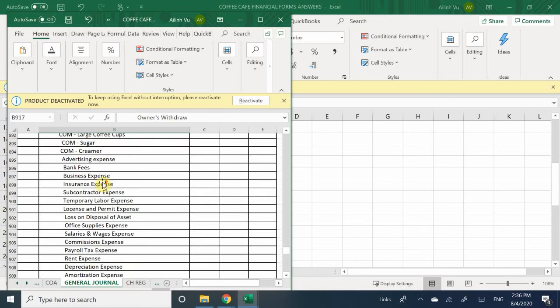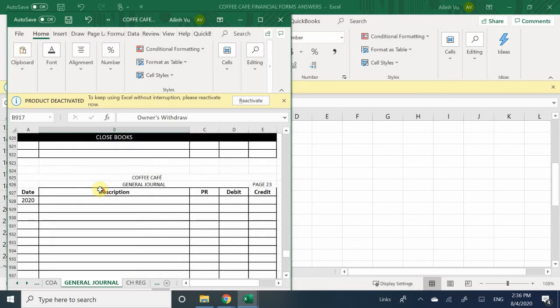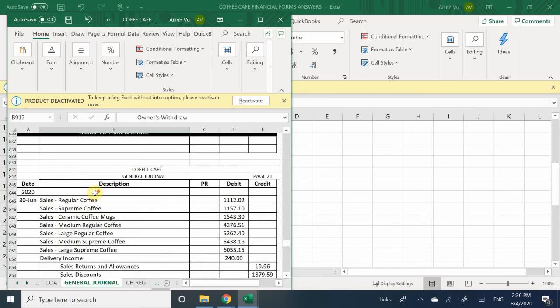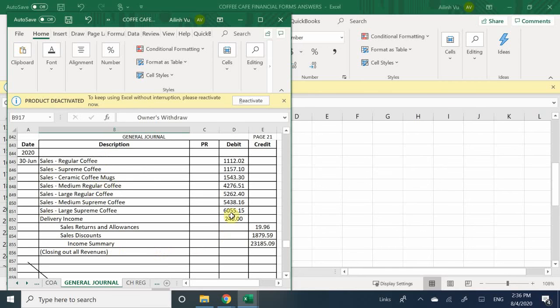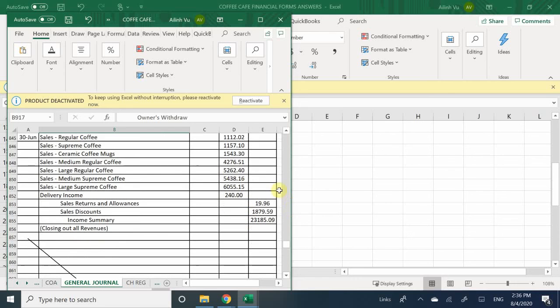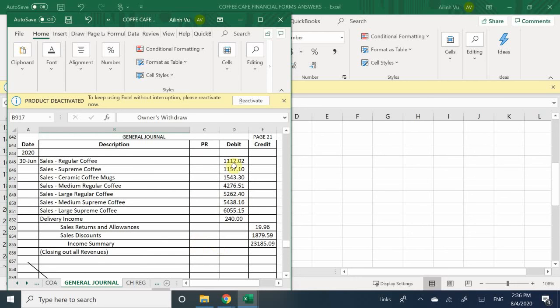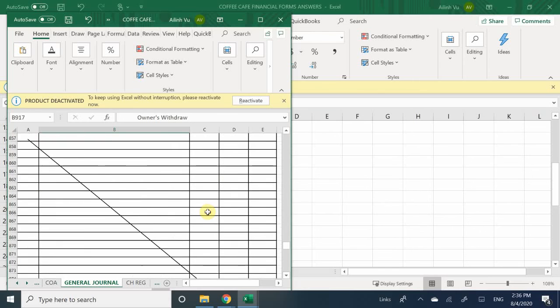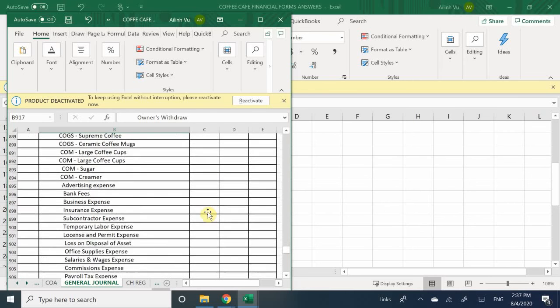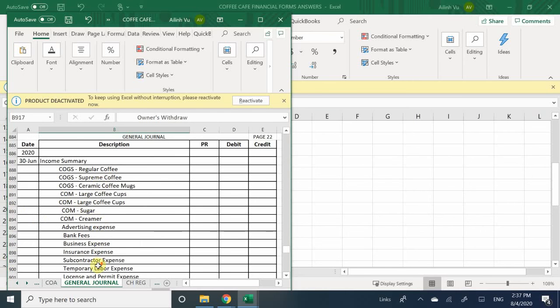So here we've only done the first half, which is calculating all of our total revenues and zeroing them out by either debiting or crediting them out. And oftentimes it's going to be a debit if you're zeroing out your revenues, and then if you're zeroing out your expenses, they should be credited.